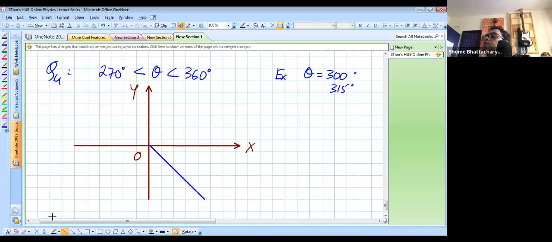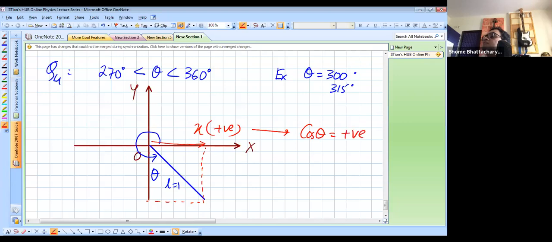So if I'm in the fourth quadrant, that means this kind of thing is theta. So you can see the projections, the X projection is positive and the Y projection is negative. So this is positive. So that means what is happening? Cos theta is positive, because X projection is nothing but cos theta.